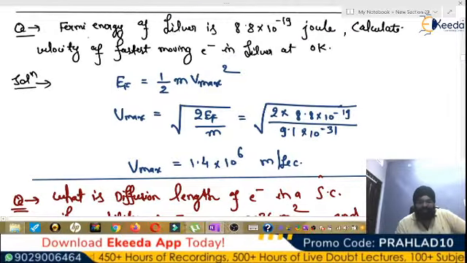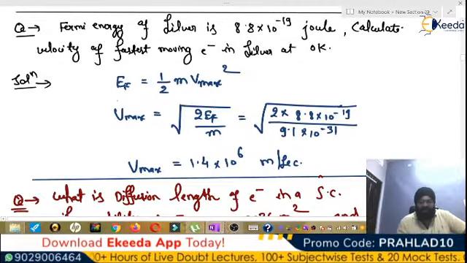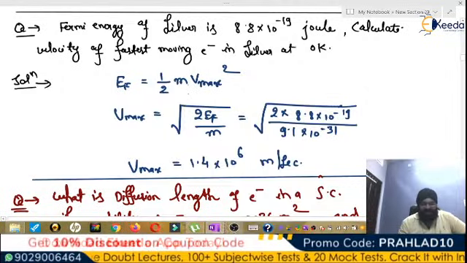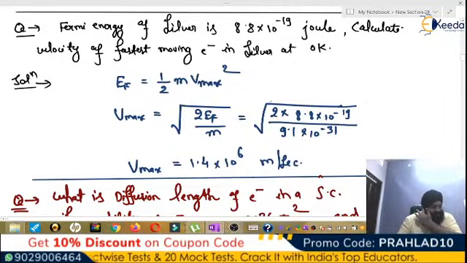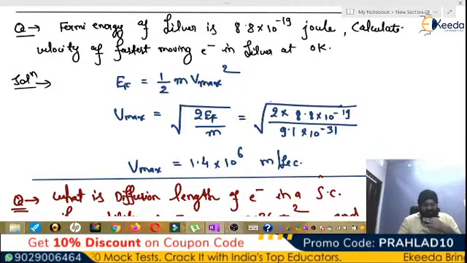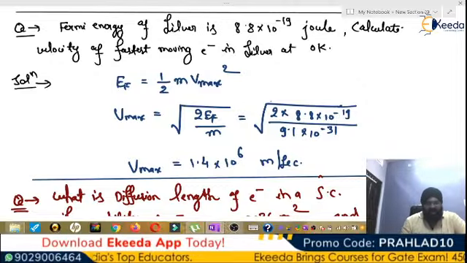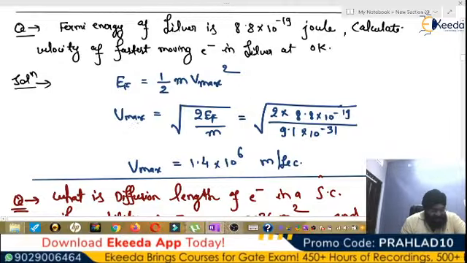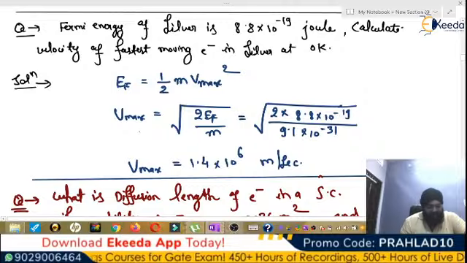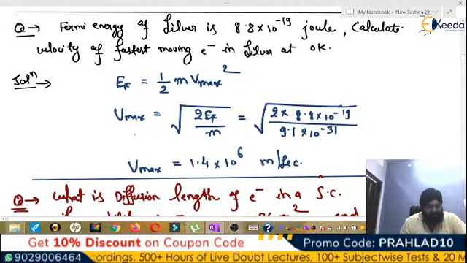Right. Next question is Fermi energy of silver. It is 8.8 into 10 raised to power minus 19 joule. Then calculate the velocity of fastest moving electron in the silver at 0 Kelvin. So Fermi energy is half of mv max square, right? So v max is under root of 2 EF by m.